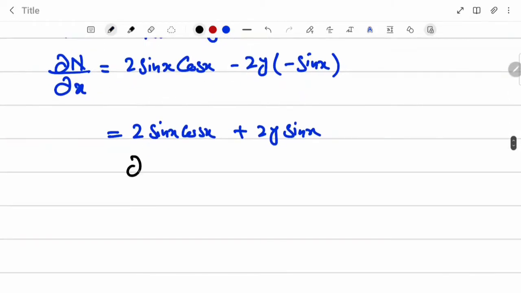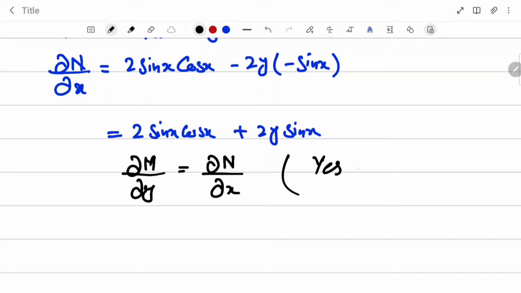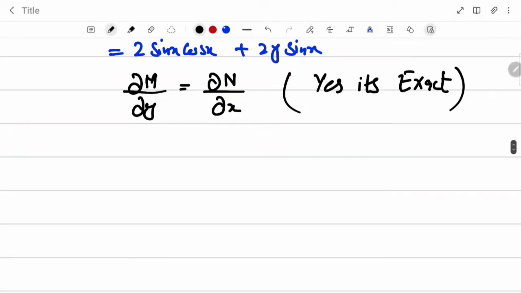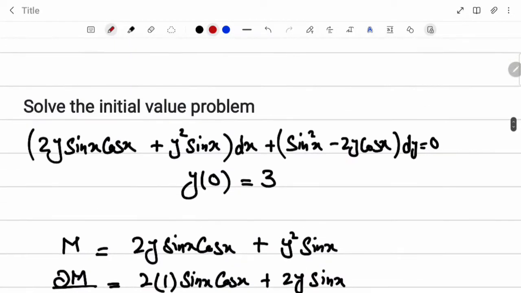It means ∂M/∂y = ∂N/∂x. Yes, it's exact. Now we will repeat the same process. We have to take an integral of dx separately and dy separately. So firstly, I'm just taking the integral with respect to dx.